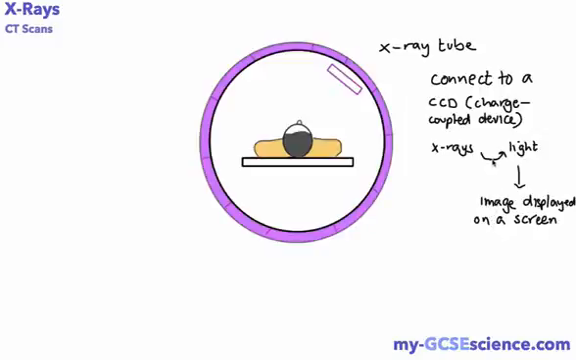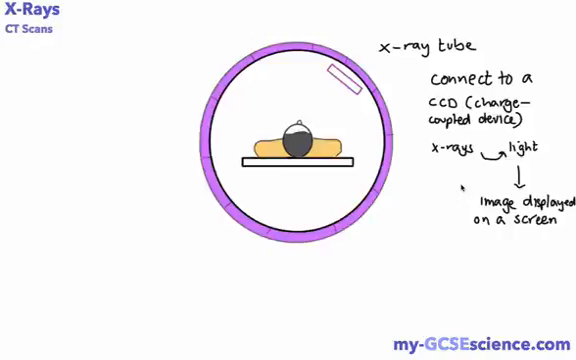Now the great advantage of using CT scans is that it can produce a much more detailed image. It can produce a 3D image of an organ, and it also can distinguish between softer and harder tissue, so you can actually see the difference between those two types of tissue.